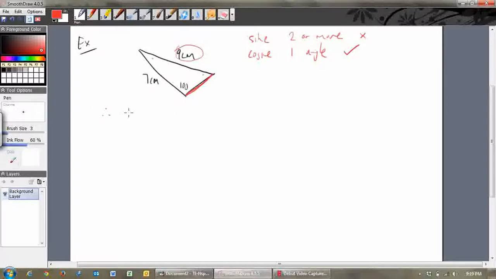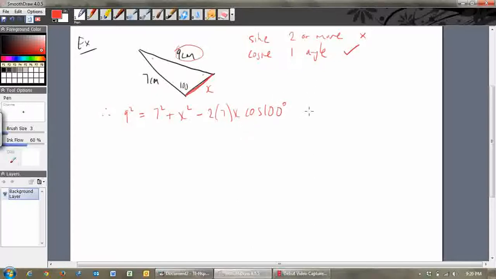First thing, so 9 squared, you should be good at this by now. 9 squared equals 7 squared plus x squared, we'll call this x, 7 squared plus x squared minus 2 times 7 times x times cosine 100 degrees. Now this is a little bit horrible at this point to try and solve.